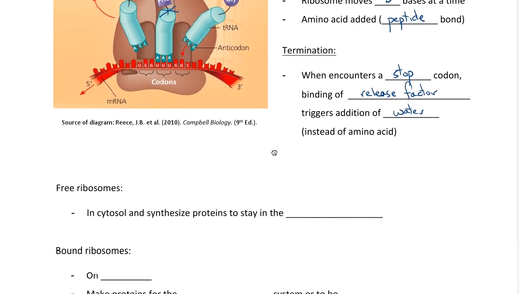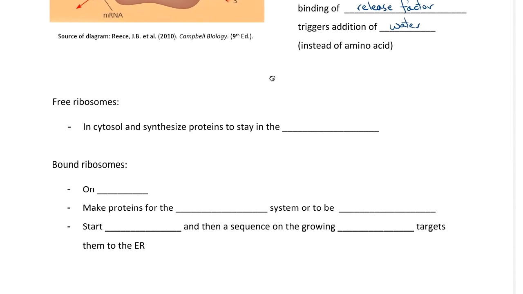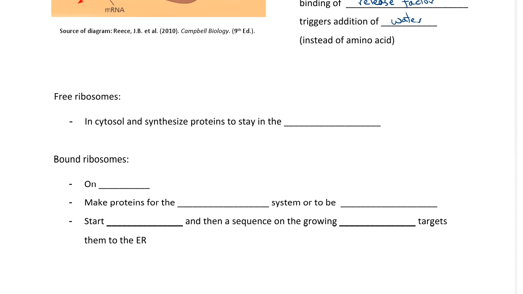Now let's finish up by talking about the 2 different classes of ribosomes, free and bound ribosomes. Free means that they are free in the cytosol, and they synthesize proteins that are going to stay in the cytosol. So they're just floating around, they're not bound to membranes. Membrane-bound ribosomes, or bound ribosomes, are on the rough endoplasmic reticulum. That's what that abbreviation stands for, and they make proteins for the endomembrane system.